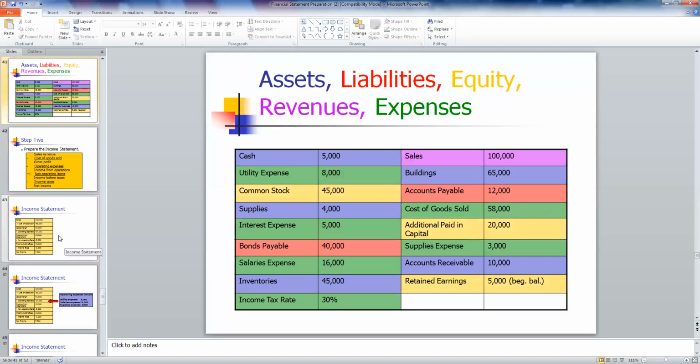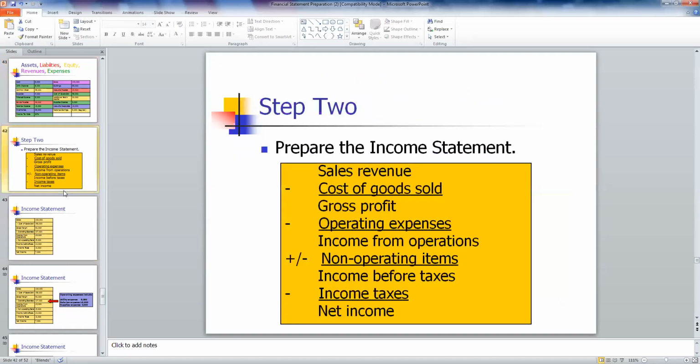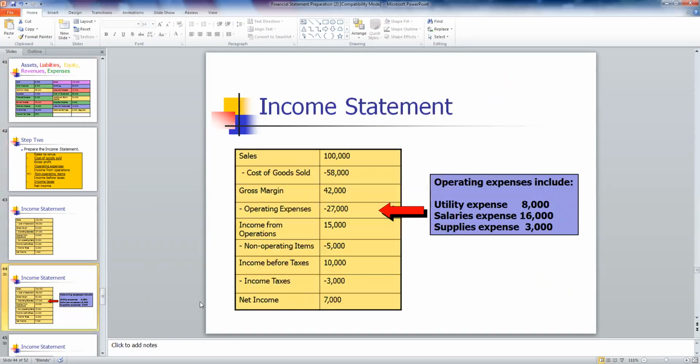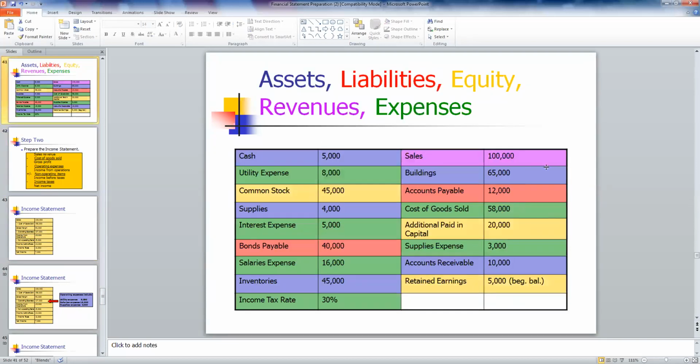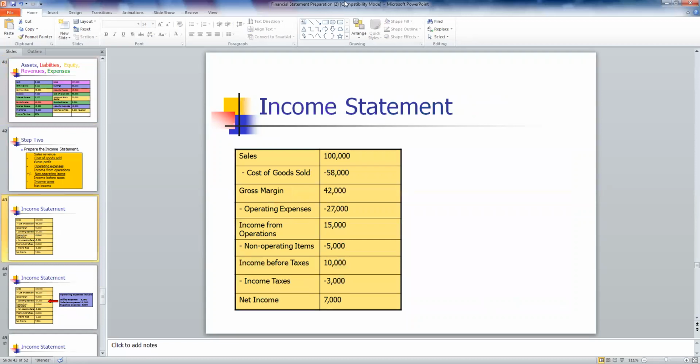So let's take a look at the income statement itself. As we mentioned before, sales minus cost of goods sold is gross profit, minus operating expenses is operating income, or income from operations. Let's take a look at this particular example. In this case, we had sales of 100,000. If you go back to the sheet here, you'll see the sales number of 100,000. That goes here.